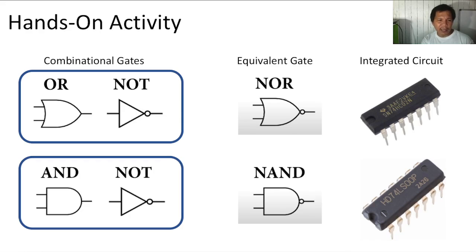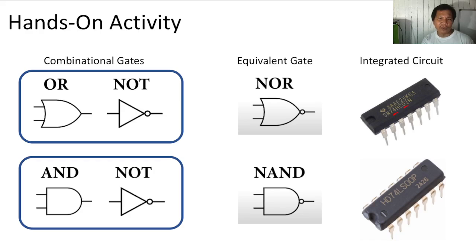Same is true with AND and NOT. So the symbol for NAND is an AND gate with a bubble at the output. So that is now the equivalent gate. Now these are the combinational gates and this is the equivalent gate. What you will do here is connect two ICs, the OR gate and the NOT gate. And then later on you will use the NOR gate IC, which is 7402. That's the part number. 7402 is the NOR gate.